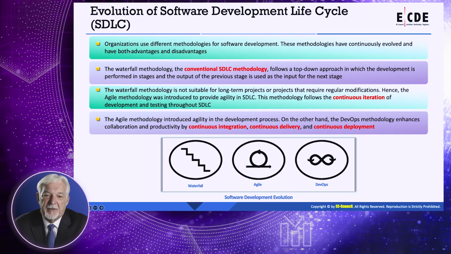Hence, the agile methodology was introduced to provide some agility in the SDLC process. This methodology basically follows the continuous iteration of development and testing through the software development lifecycle. The agile methodology introduced agility into the development process. On the other hand, the DevOps methodology enhances collaboration and productivity by continuous integration, continuous delivery, and continuous deployment. We'll see how all this comes together in a bit.